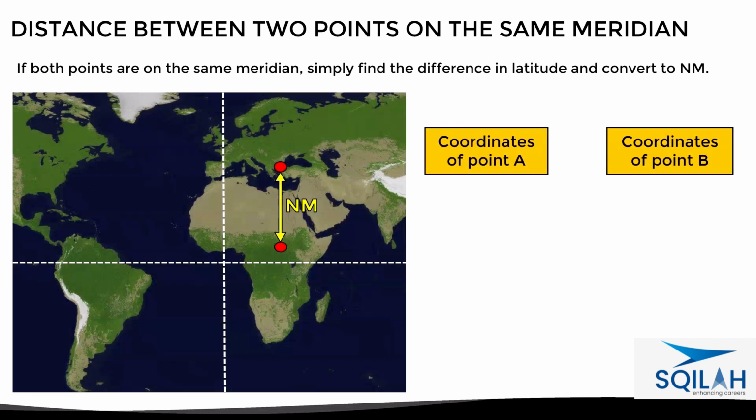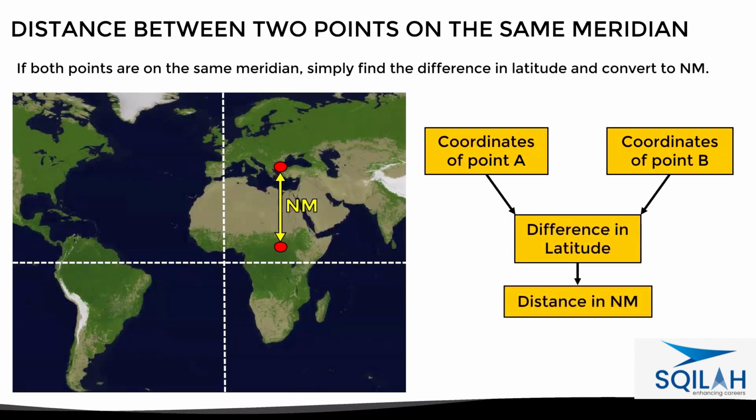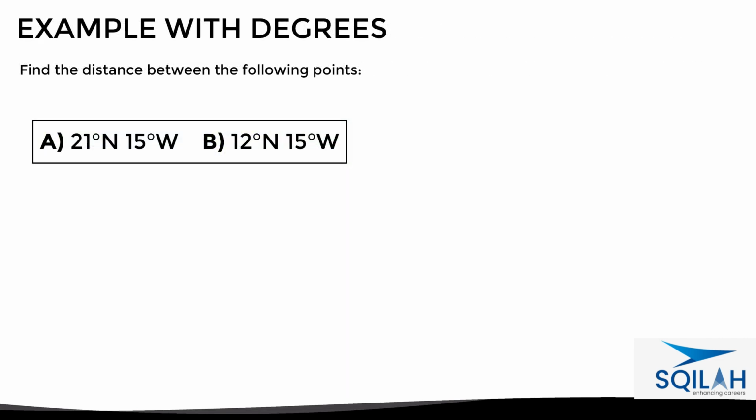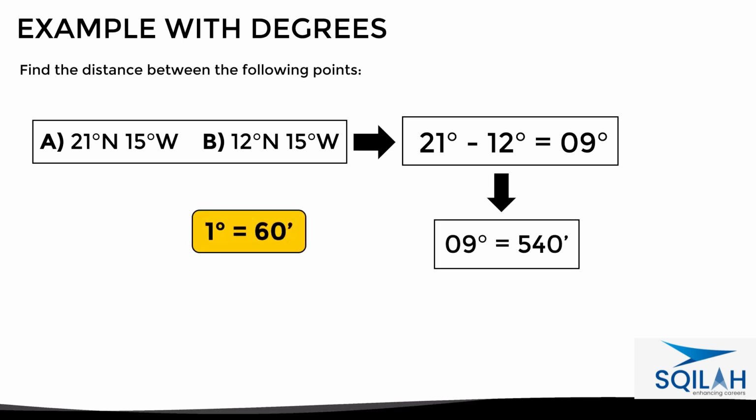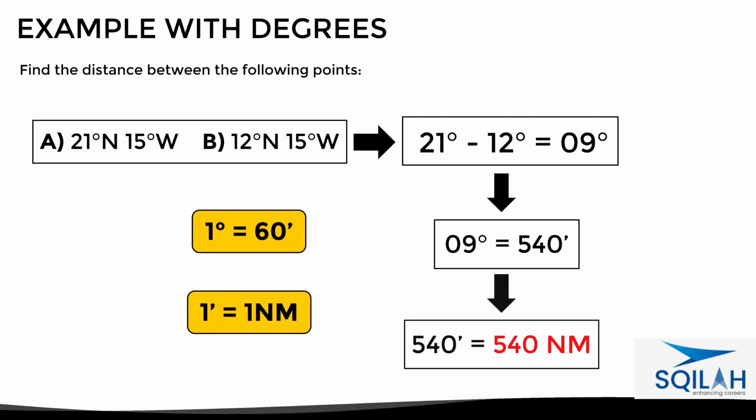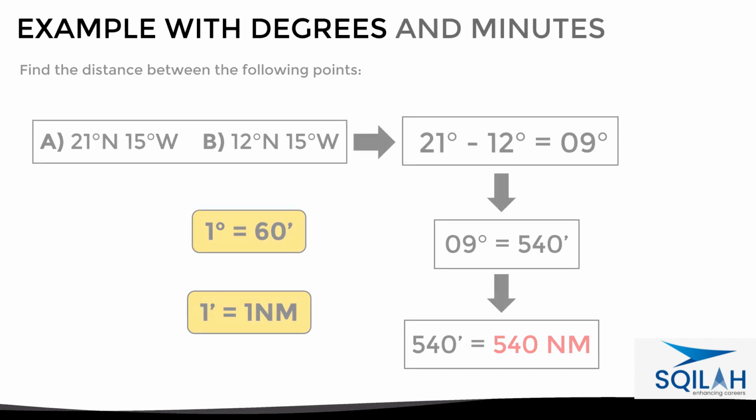Now, a similar procedure applies when both points are located on the same meridian. In this case, we just have to determine the difference in latitude and then convert it to nautical miles. Let's see an example. Here, as we can see, both points are on the same meridian, which is 15 degrees west. So to determine the difference in latitude, we just have to subtract the latitudes, obtaining 9 degrees as a result. Now, if we convert 9 degrees to minutes, the result will be 540 minutes. And since on the same meridian 1 minute equals 1 nautical mile, this means that the distance between these points is 540 nautical miles.